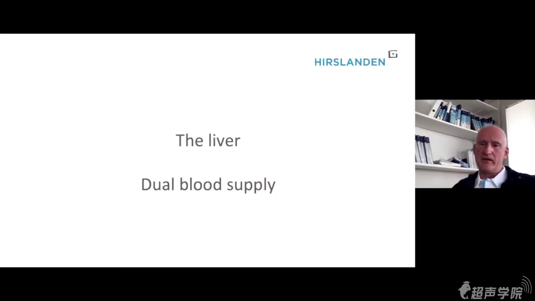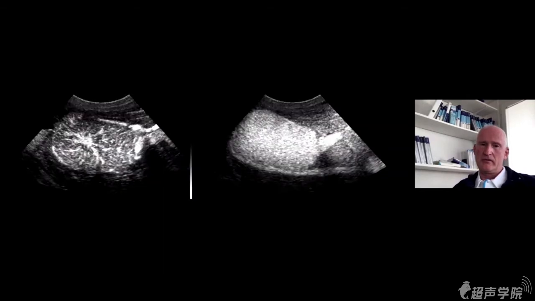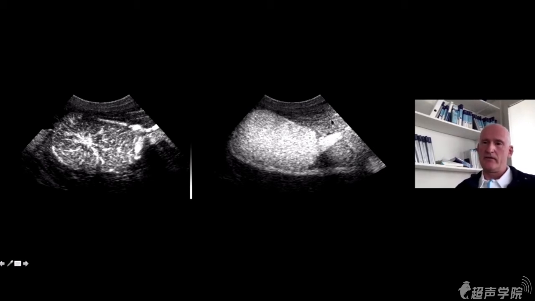The dual blood supply in the liver is most important. The arterial phase of the focal liver lesion in comparison to the hepatic artery, and the portal venous phase of a focal liver lesion in comparison to the portal vein branches and in comparison to the surrounding liver parenchyma. This is what we are doing. Arterial phase in comparison to the artery, portal venous phase in comparison to the portal vein and surrounding liver parenchyma.